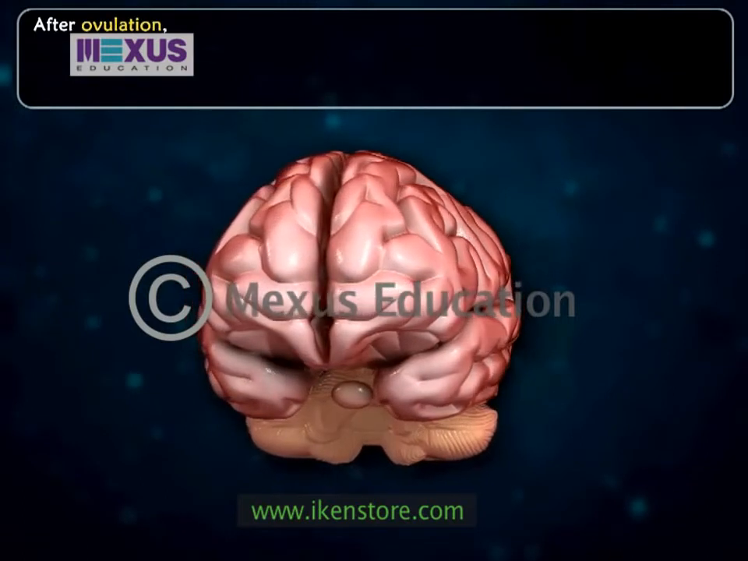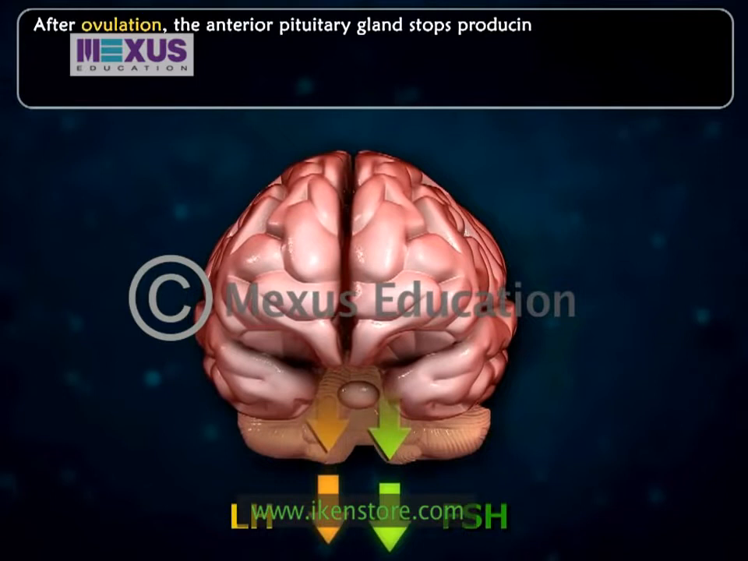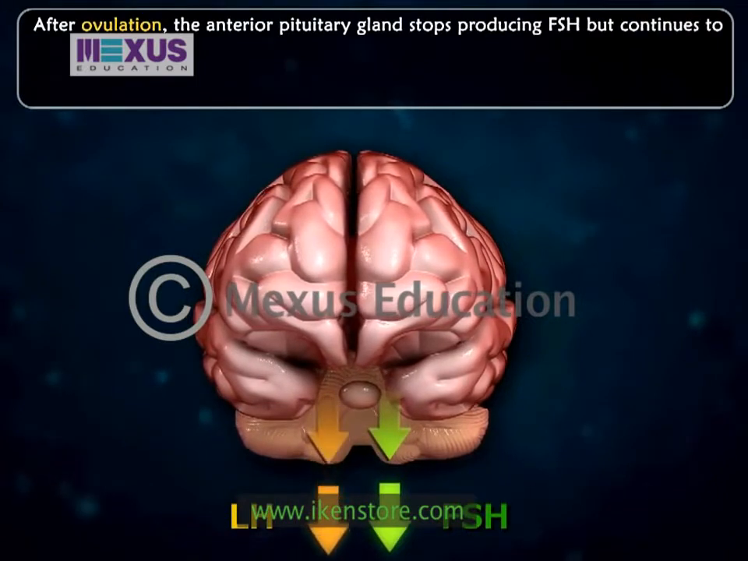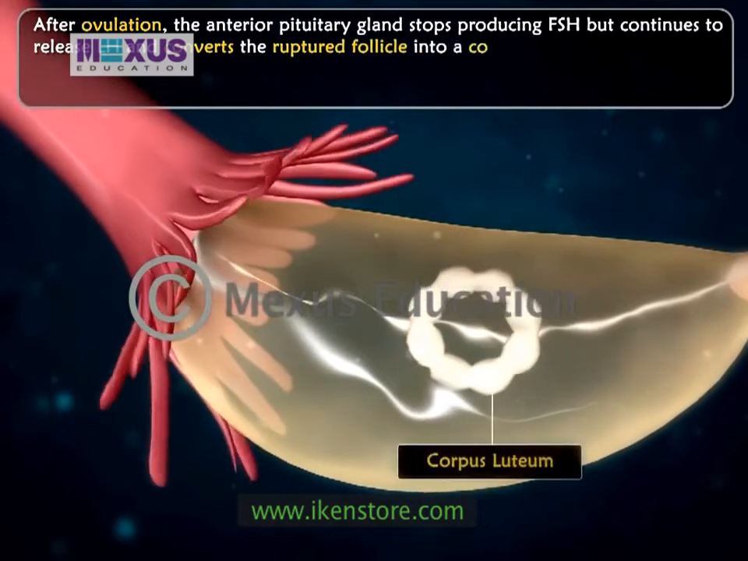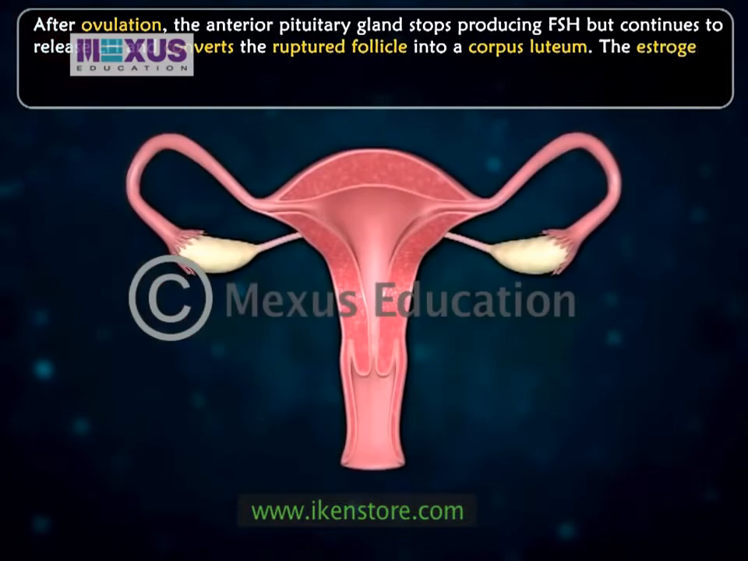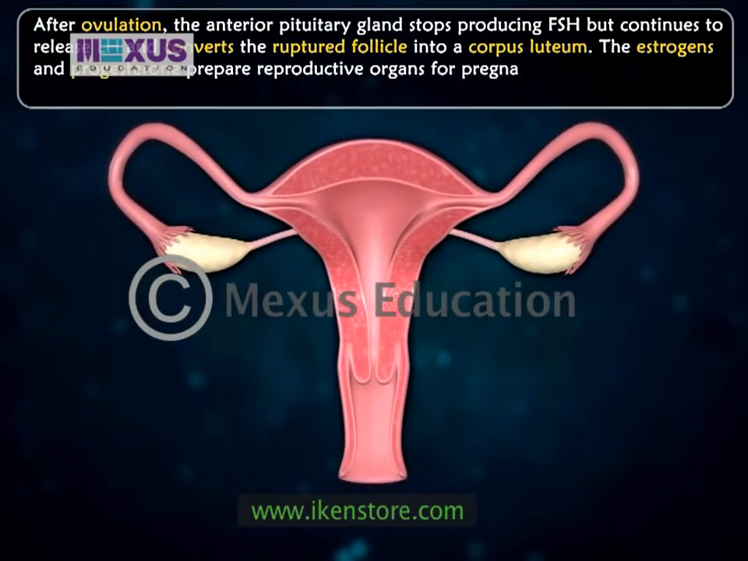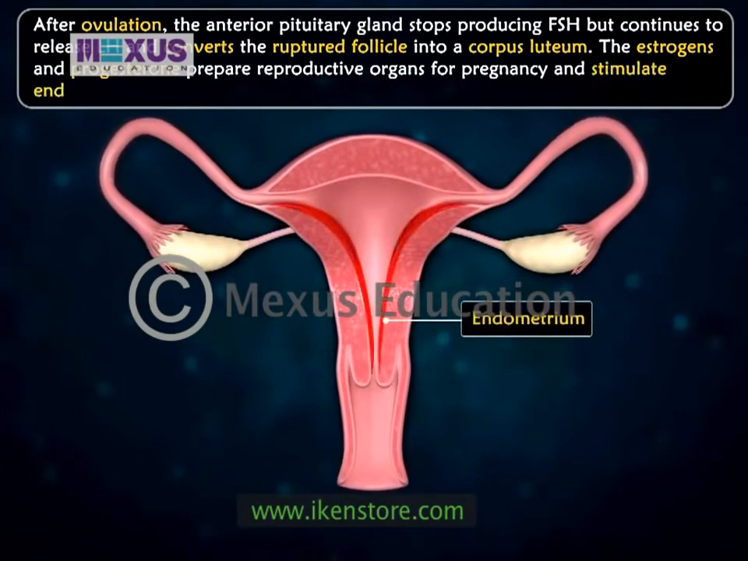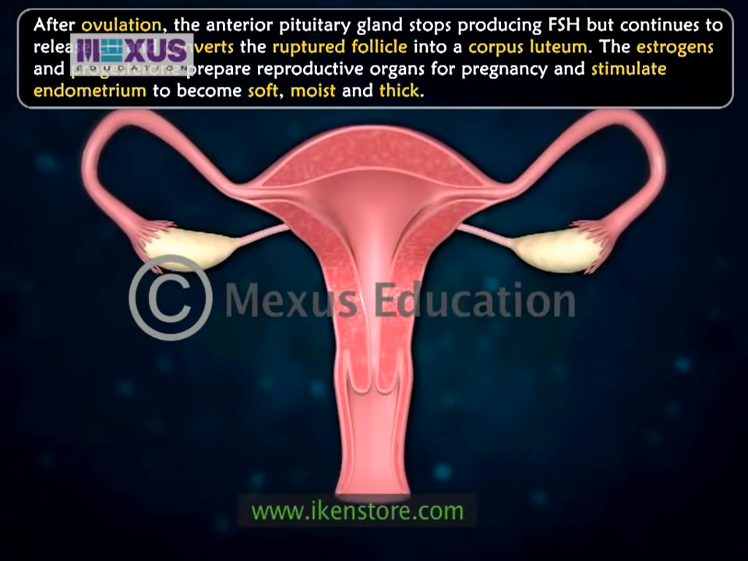After ovulation, the anterior pituitary gland stops producing FSH but continues to release LH and converts the ruptured follicle into a corpus luteum. The estrogens and progesterone prepare reproductive organs for pregnancy and stimulate endometrium to become soft, moist, and thick.